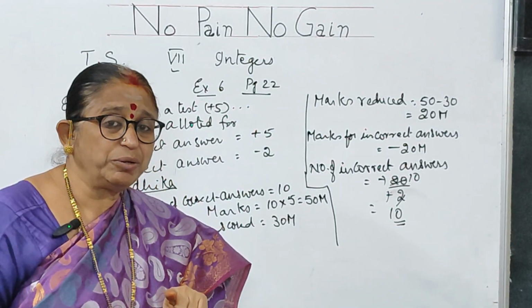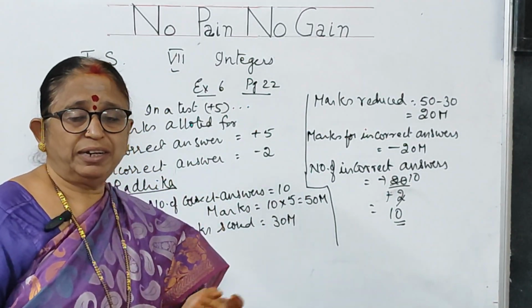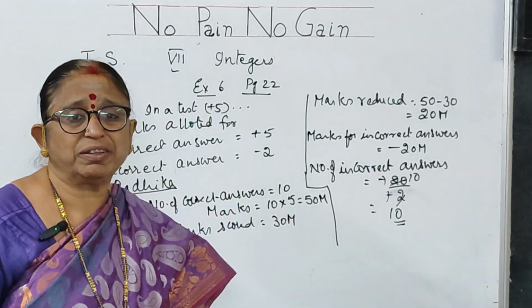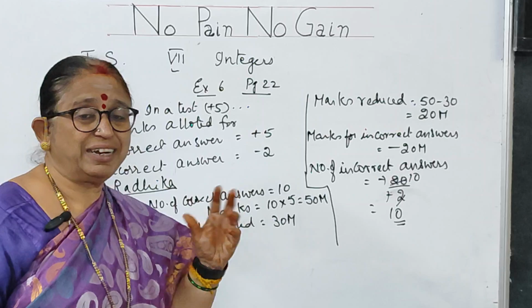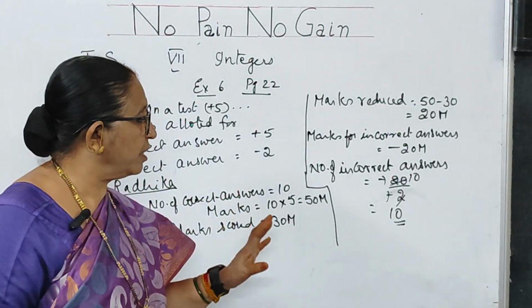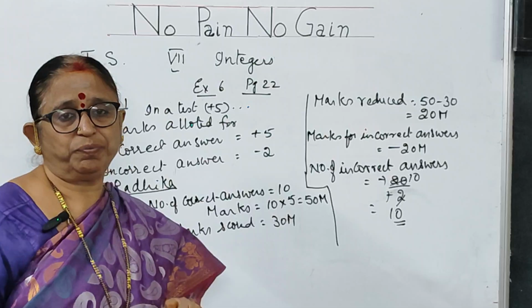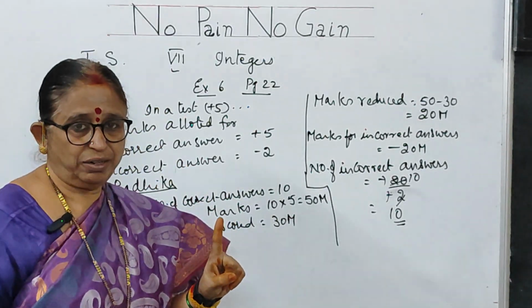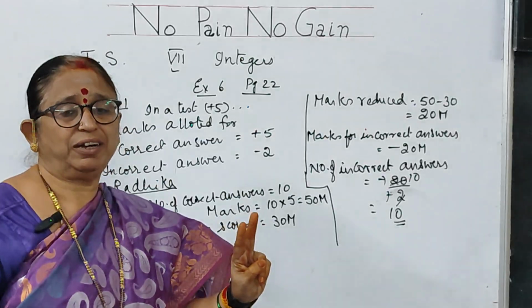So what are these 20 marks, children? These are the 20 marks which are reduced. Reduced marks are what marks? Negative marks for incorrect answers. So for incorrect answers, totally she has got 20 marks reduced. For one wrong answer, 2 marks are reduced.